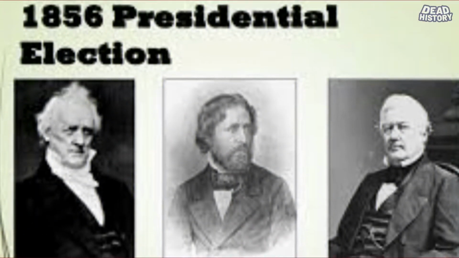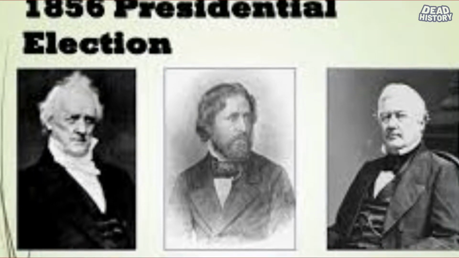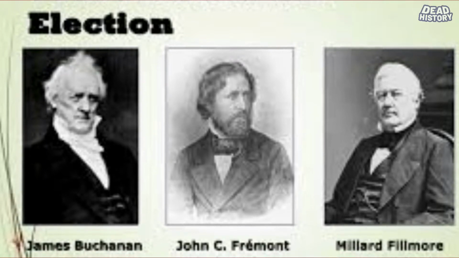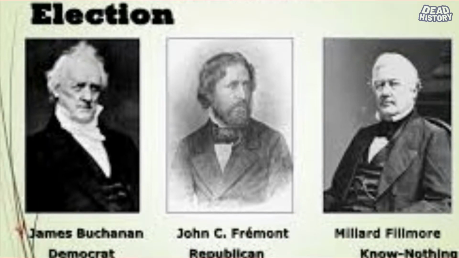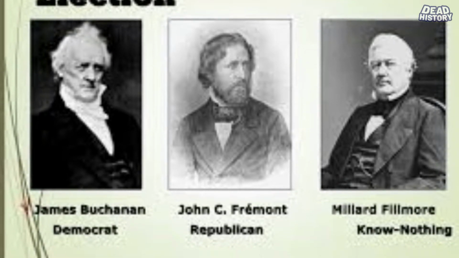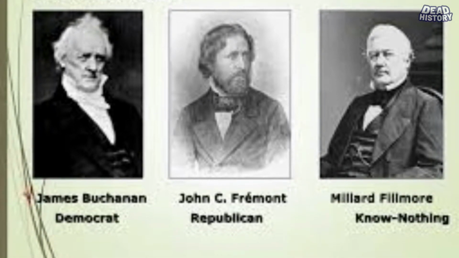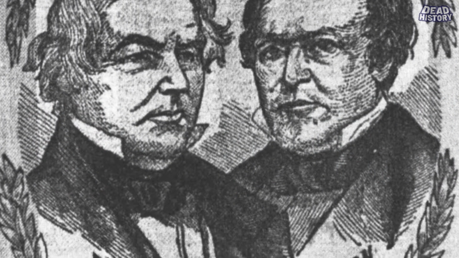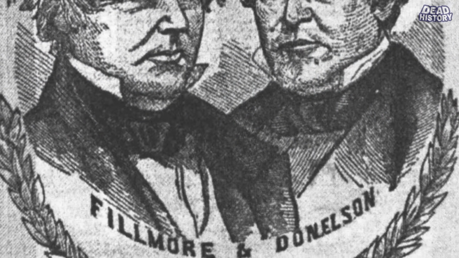What else can I tell you? Fillmore unsuccessfully ran as part of the Know Nothing Party in 1856. The Know Nothing Party was an anti-immigrant, anti-Catholic party. They nominated Fillmore to run for president in 1856. And in the election, Fillmore only won the electoral votes from the state of Maryland. He garnered 22% of the popular vote and was defeated by the man who won that election, James Buchanan.